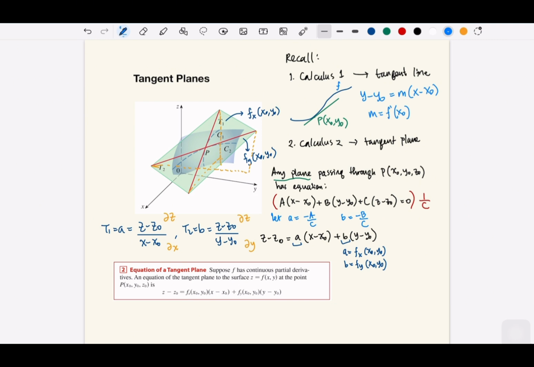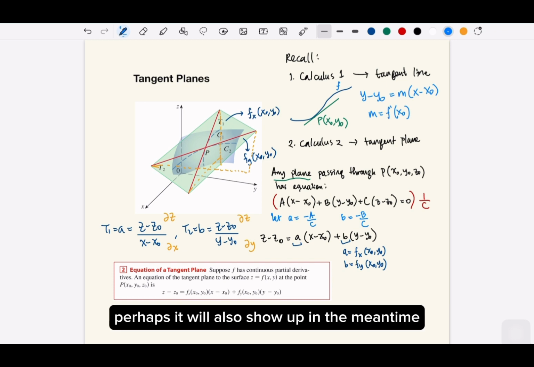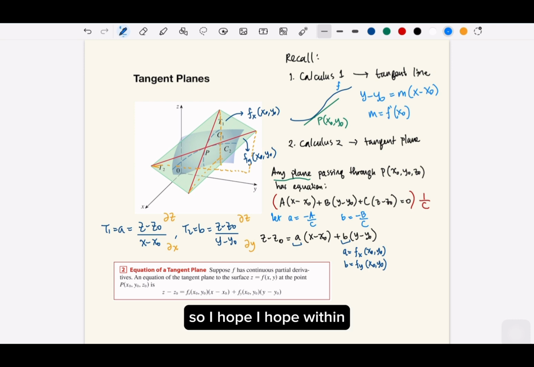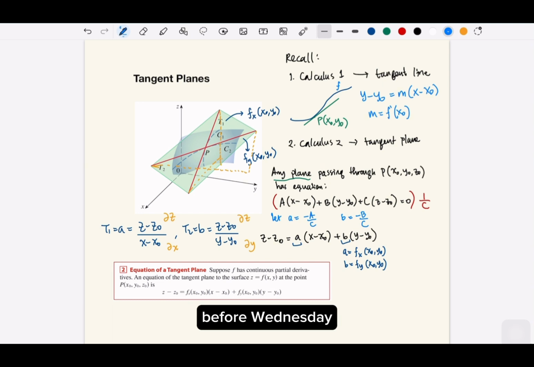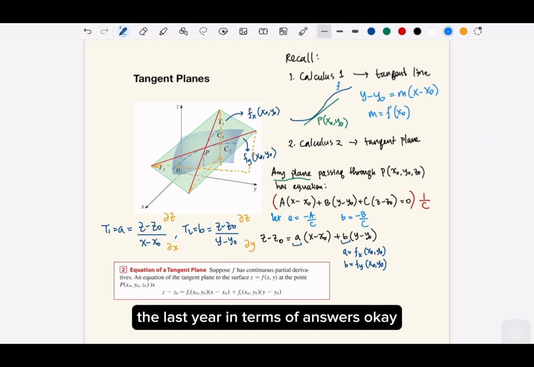Questions like in our quiz yesterday, with the same level of difficulty, will perhaps also show up in the midterm. I hope, within this week, or as early as possible before Wednesday, I can give you an answer key, or if not, the answers to last year's midterm. I prepared those questions a few days ago, and you can check them in Moodle.